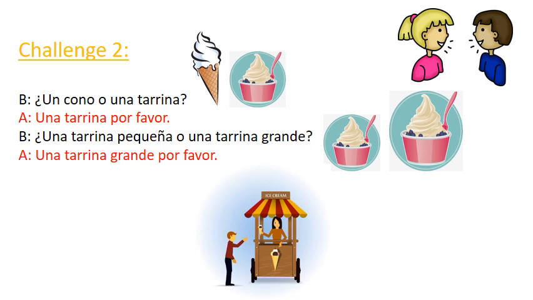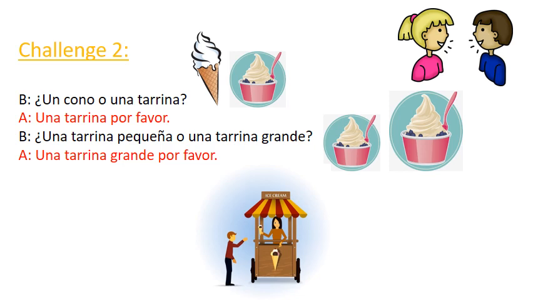Well done. Now hopefully you remember from our work on Goldilocks and the Three Bears, pequeño or pequeña means small, well done, and grande means big. Let's just practice those two words, important words in this section. Un cono, muy bien. Una tarina, pequeña, and grande. Well done. So again, the writing in black is for the ice cream seller and the writing in red is for the customer.